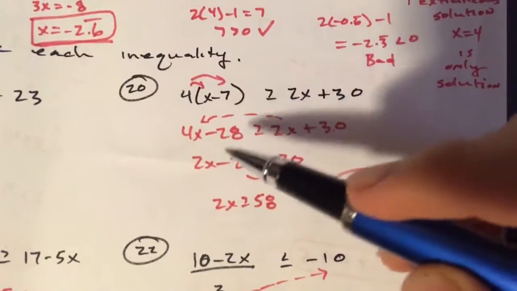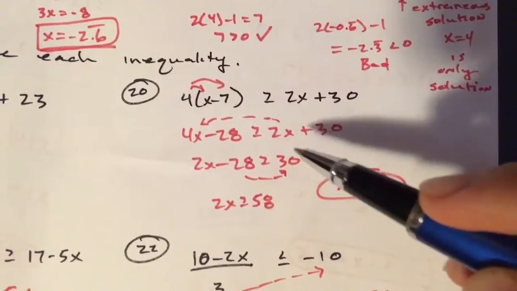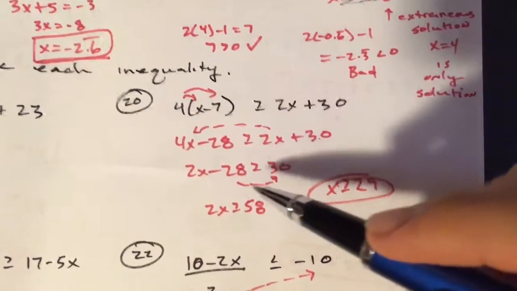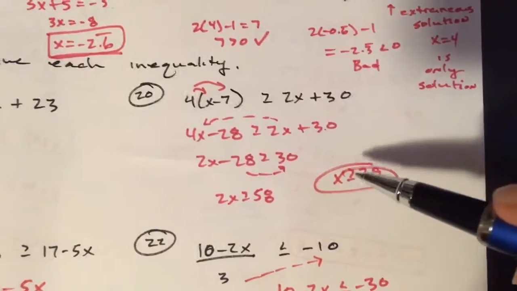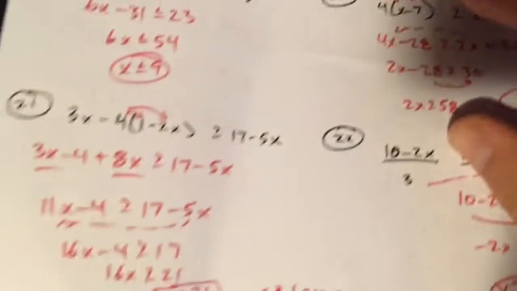Here, distribute: 4x minus 28. 2x plus 30 here. Subtract 2x, add 28. You're going to have 2x is greater than or equal to 58. X is greater than or equal to 29.